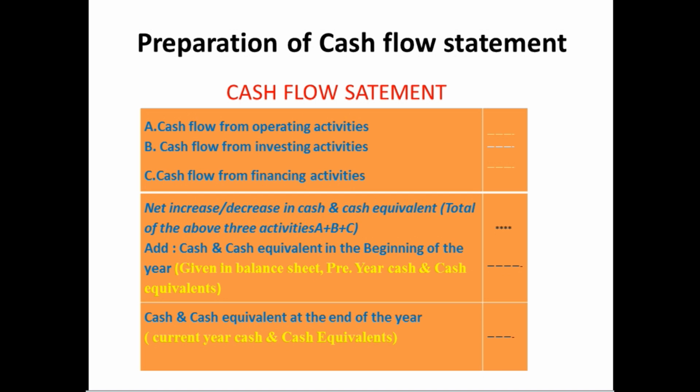Now to the total of these three activities, we add the cash and cash equivalent at the beginning of the year, that is, the previous year in the problem. In most problems, two years' data are given, and the previous year's cash and cash equivalent is added to the net increase or decrease in cash equivalent from the three activities. Then we will get cash and cash equivalent at the end of the year, that is, the current year. This is a simple cash flow statement.